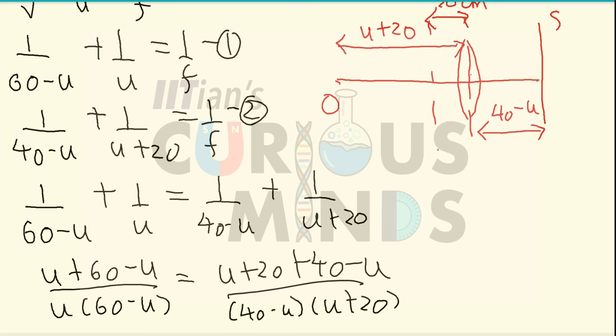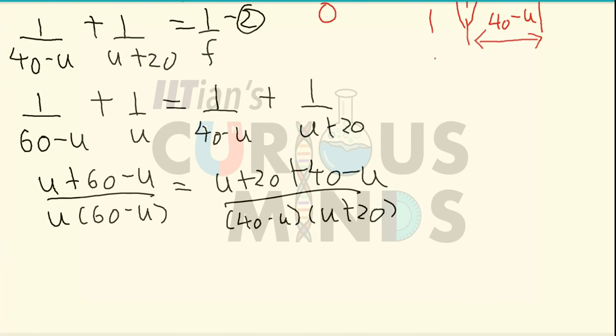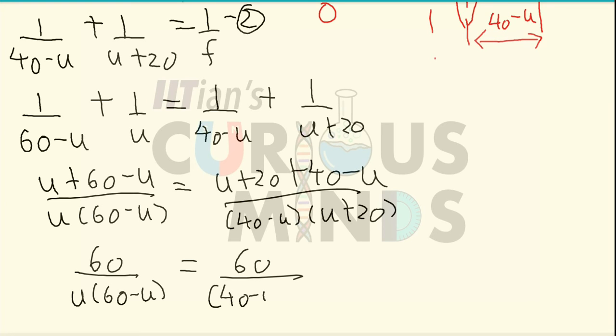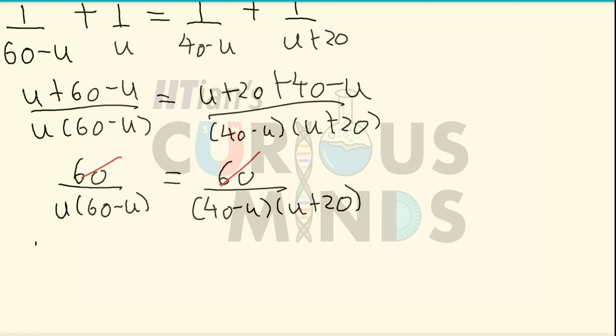So let us see this part. Plus u minus u will get cancelled out, so 60 divided by u into 60 minus u will be equal to 60 divided by 40 minus u into u plus 20. So over here 60 and 60 will get cancelled out. I will cross multiply from the left and right hand side, so it will be equal to 40 into u plus 20, so plus 800.